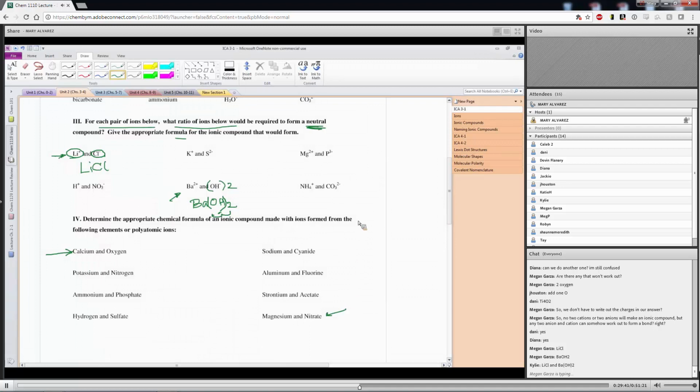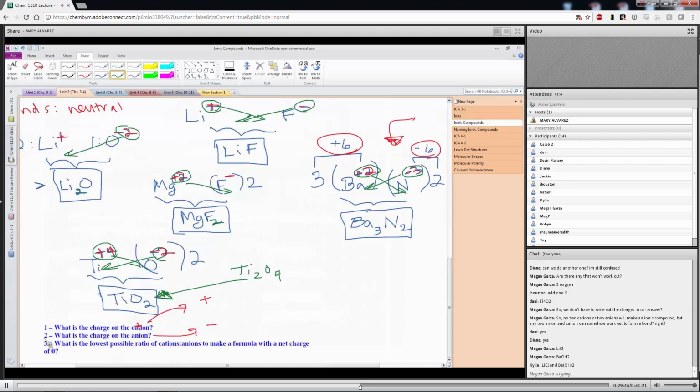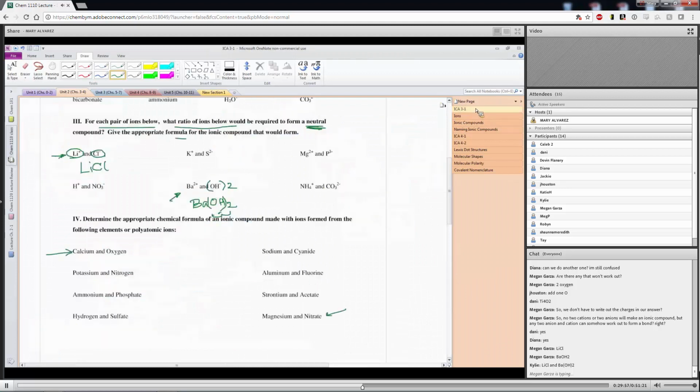So there were 3 steps, right? The steps were 1, what's the formula and charge for the cation? Number 2, what's the formula and charge for the anion? And then help me put them together, but don't skip a step. So let's do calcium and oxygen here. Looking for calcium and oxygen.